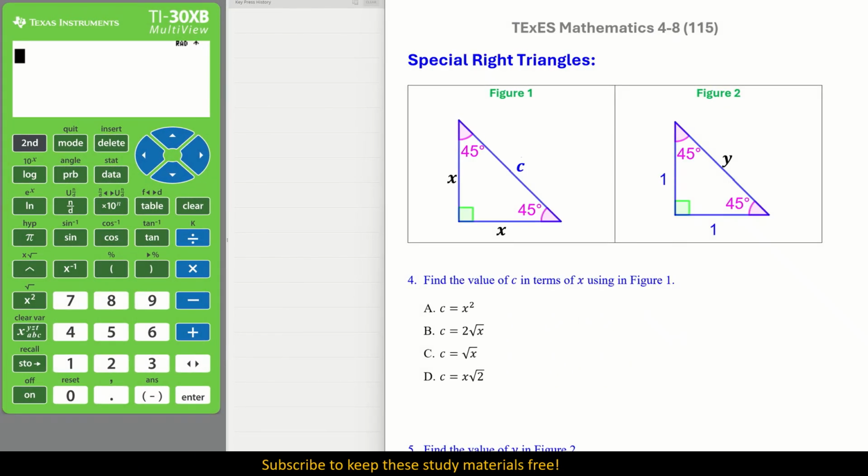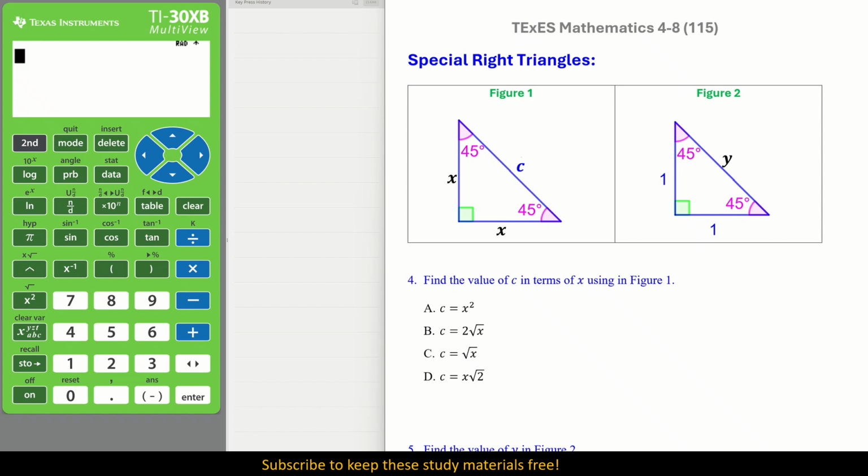Number 4, find the value of c in terms of x using figure 1. Okay, so we see that figures 1 and 2 are special right triangles. And it is in your best interest to know how to work with these. Okay. It's common on the test for you. You will see it in eighth grade when you teach eighth grade. And also, it's very common in high school. Okay. And if you know the ins and outs of your special right triangles, you're going to find some questions a lot easier.